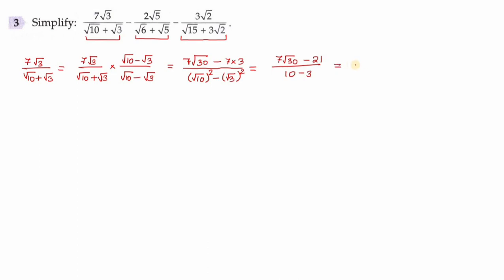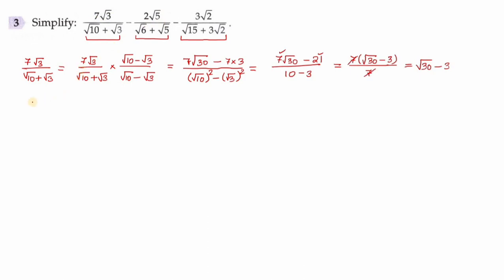What is 10 minus 3? 10 minus 3 is 7. Can I take 7 common from these two? Yes, definitely. So we'll take 7 common. We get root 30 minus, from 21 if you take 7, you're left with 3. Then 7 and 7 can be cancelled. So it is root 30 minus 3. I have simplified the first term.